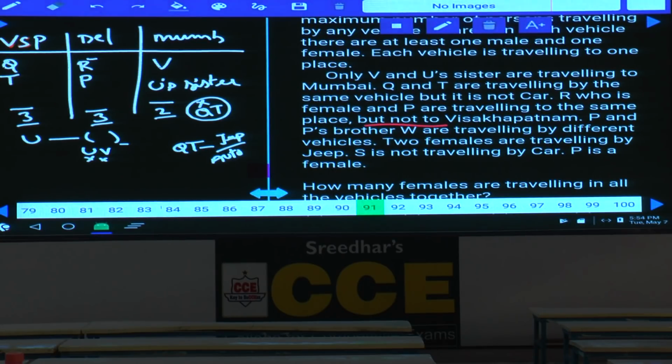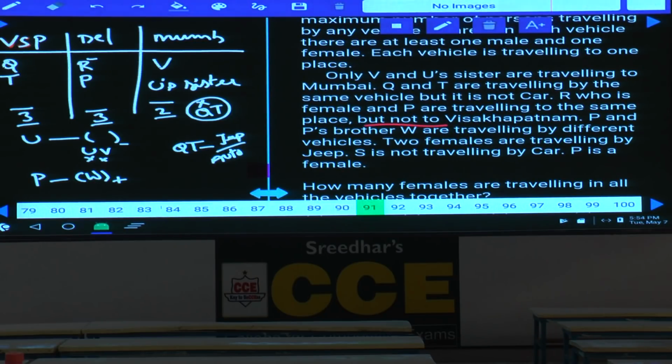Then P and P's brother. Now P is one and P's brother is another. P and P's brother are traveling by different vehicles. Now P has a brother as well. Who is that person? W. Now P's brother W and P are traveling by different vehicles.